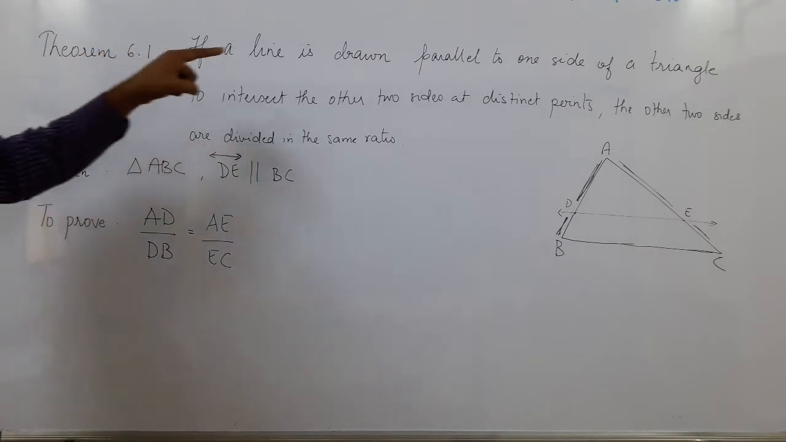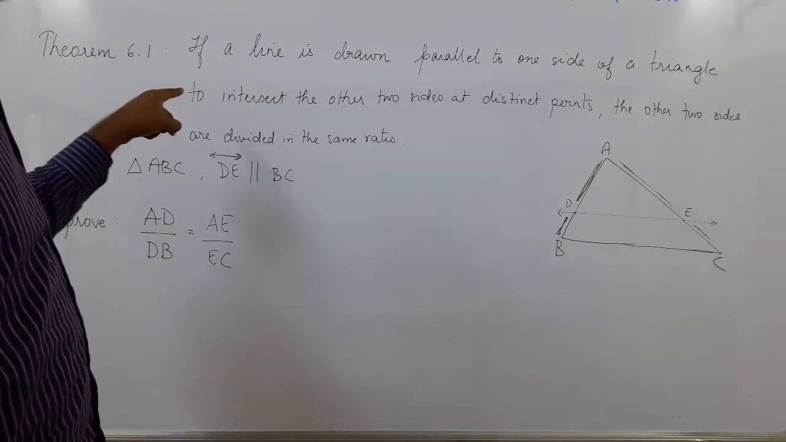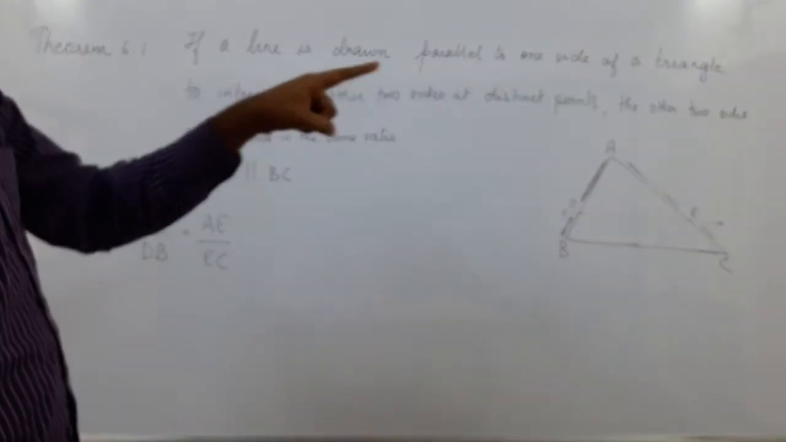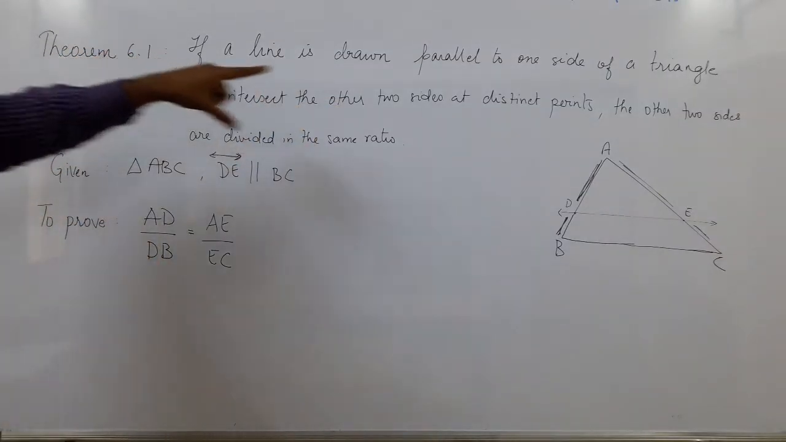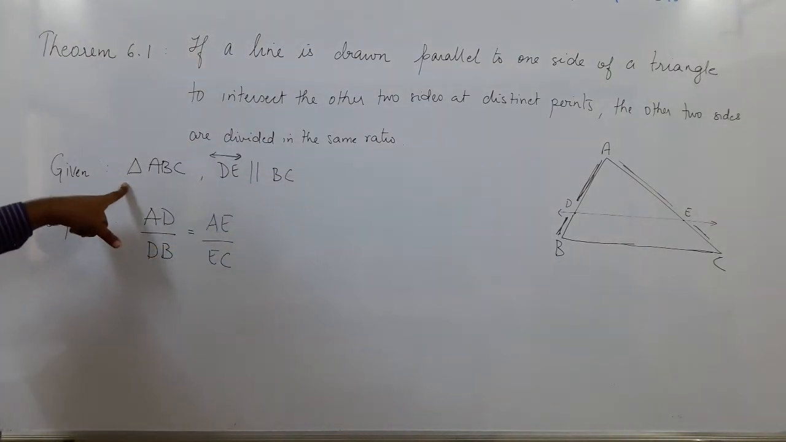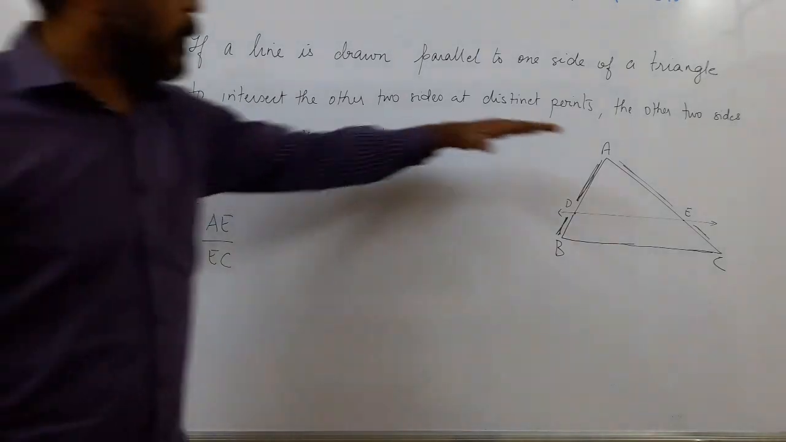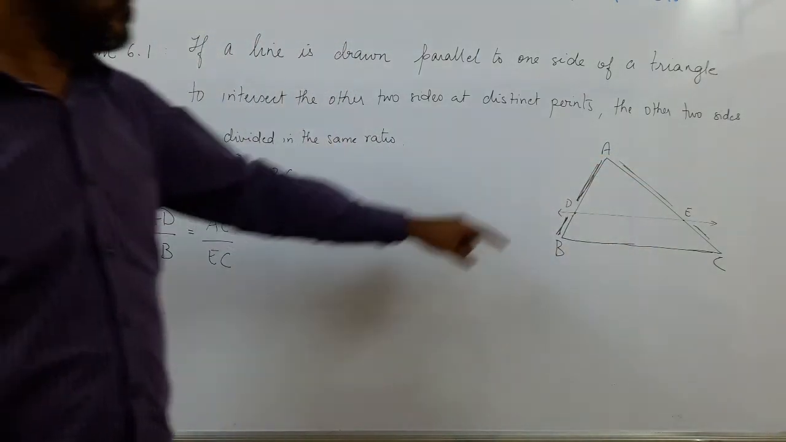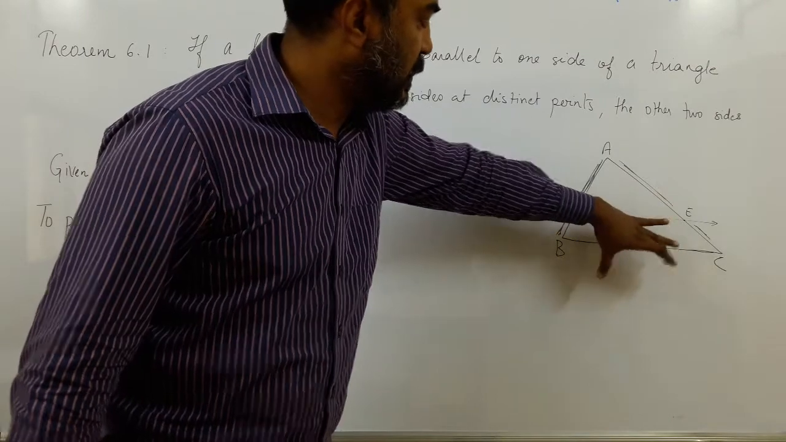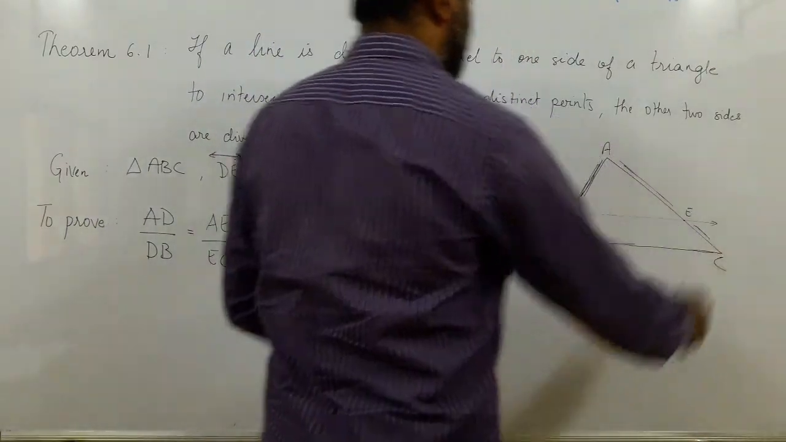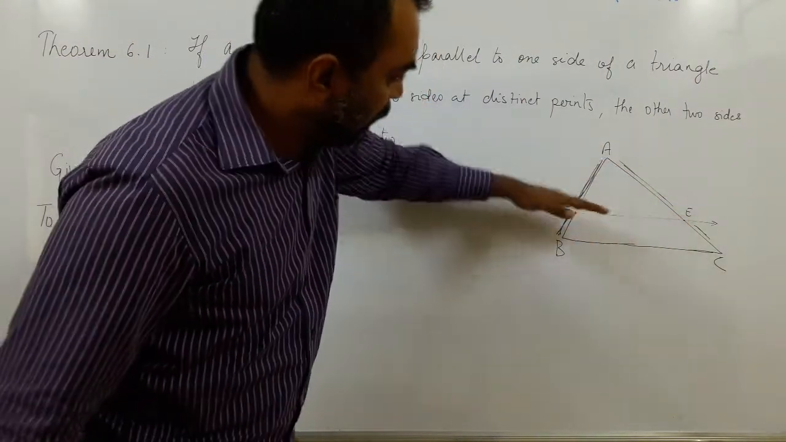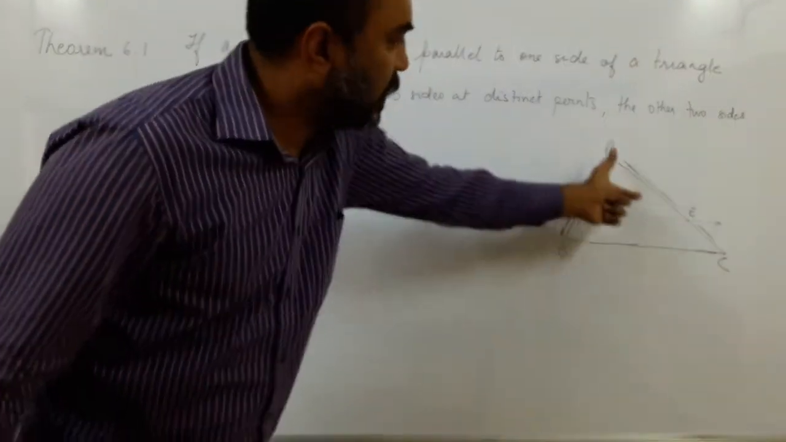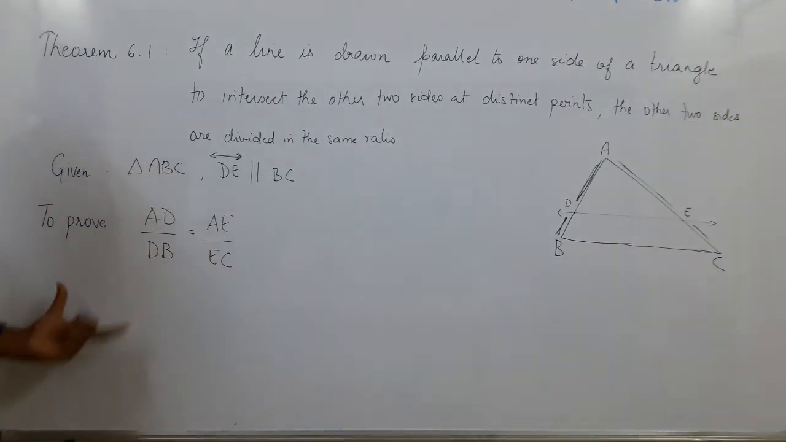So if a line is drawn parallel to one side of a triangle to intersect the other two sides at distinct points, the other two sides are divided in the same ratio. So what I do, it was given a triangle ABC. I have taken my triangle ABC. You can write XYZ, PQ or whatever you want. You have to draw one line parallel to one given side. Because I have drawn the line DE parallel to BC, which are the other two sides? AB and AC. So this line DE will divide these two sides in the same ratio. That is what we have to prove.